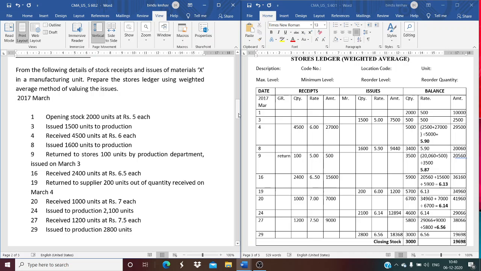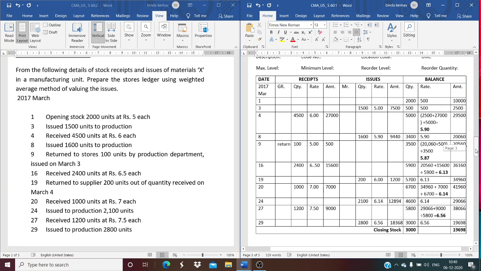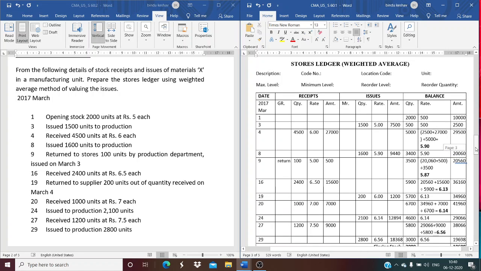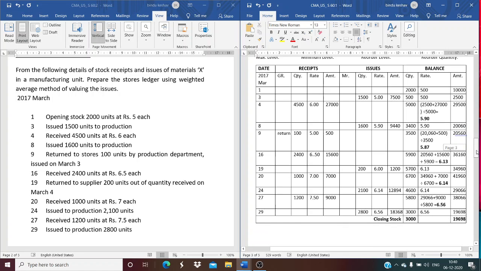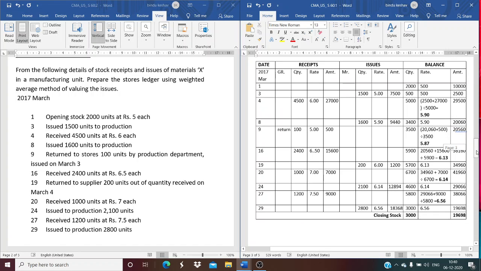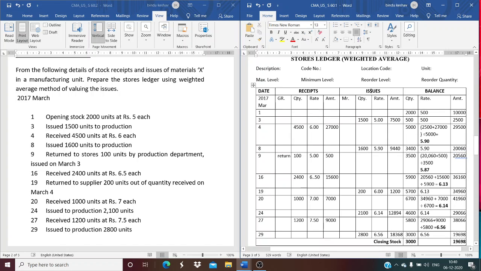So this is a problem to prepare the stores ledger using weighted average method, wherein adjustments relating to returns to stores as well as return to suppliers are involved. Now, the stores ledger under weighted average method has all the details like description, code number, location code, unit, maximum level, minimum level, and reorder quantity. The columns are date, receipts, issues, balance. Under receipts: goods received note number, quantity, rate, amount. Under issues: material requisition number, quantity, rate, amount, and the balance: quantity, rate, amount.